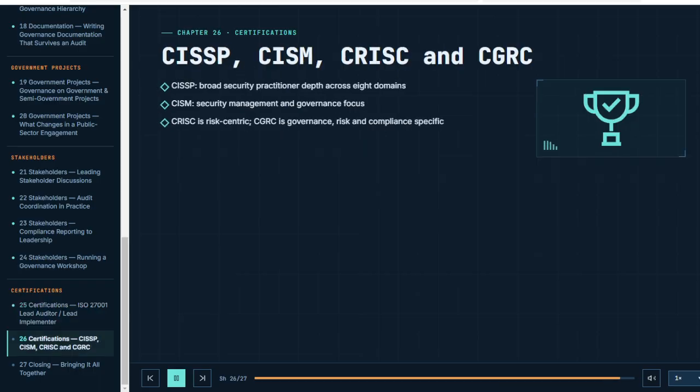CISP gives broad security practitioner depth across 8 domains. CISM shifts the focus to security management and governance. CRISC centers specifically on risk, while GRC is built directly around governance, risk, and compliance. In summary, CISP, broad security practitioner depth across 8 domains, CISM, security management and governance focus, CRISC is risk-centric, GRC is governance, risk, and compliance specific.